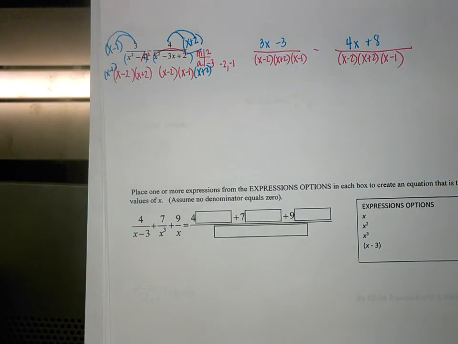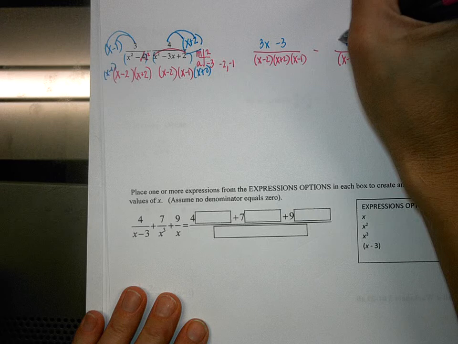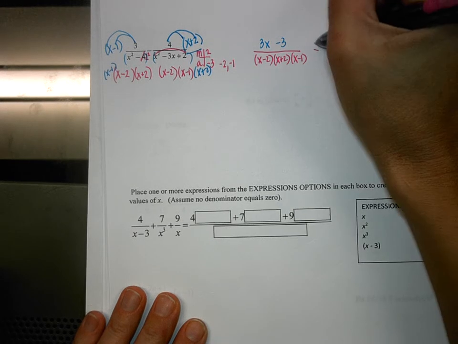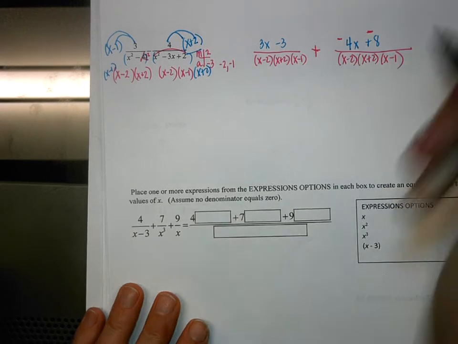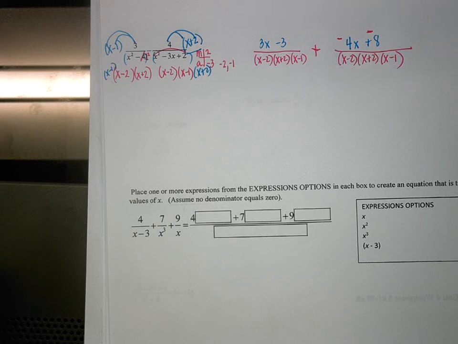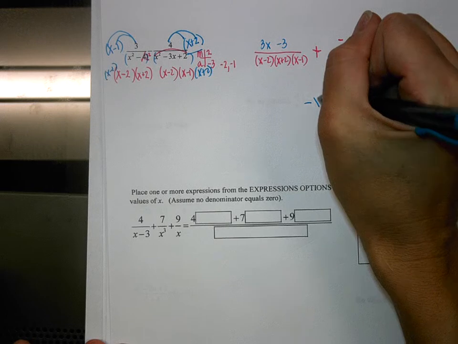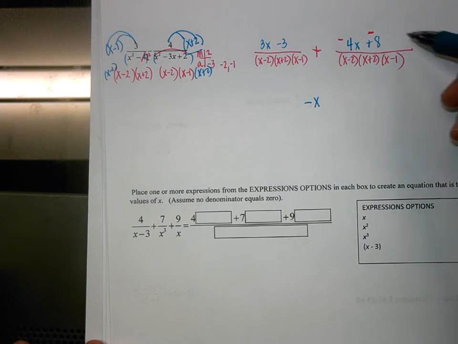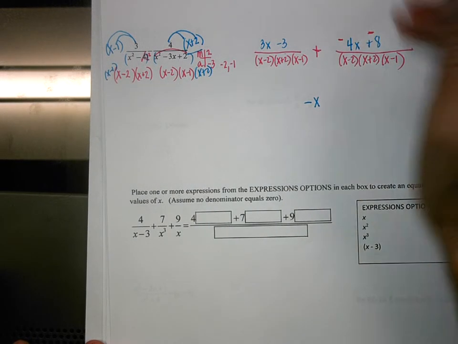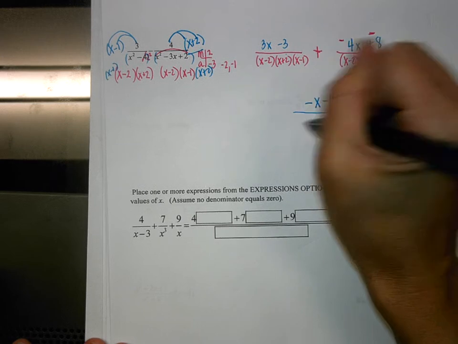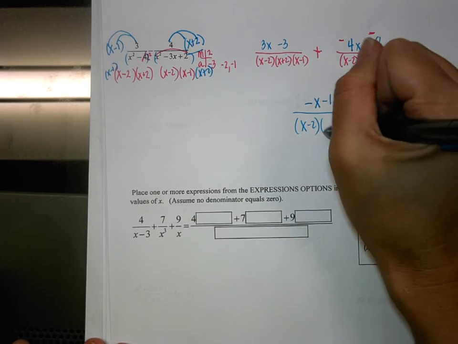Very good. Distribute that negative. So we get a minus here and a minus here, which makes this now a plus. Okay, 3x and negative 4x makes what? Negative 1x, or just negative x. And negative 3 and negative 8 make a? Very good. And it's over x minus 2, x plus 2, x minus 1.